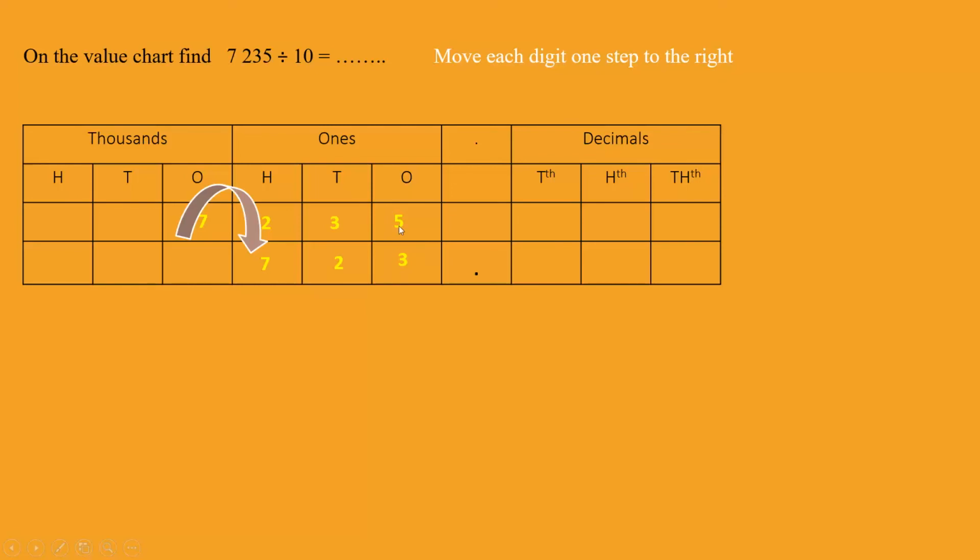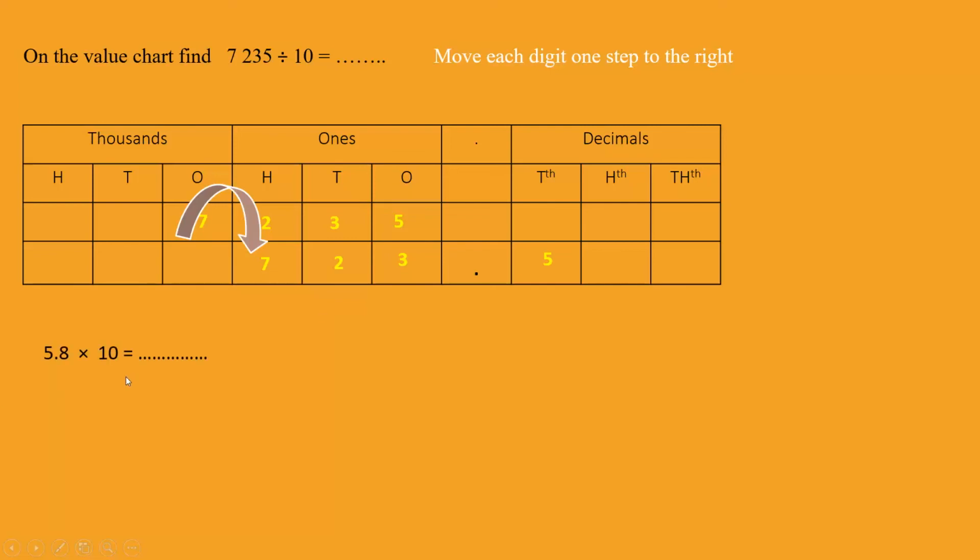And 5, can I put 5 at the same place as the decimal point? No, so we will jump after the decimal point. So the new number is 723.5. Okay, so in multiply, we will move to the left. In divide, we will move to the right.